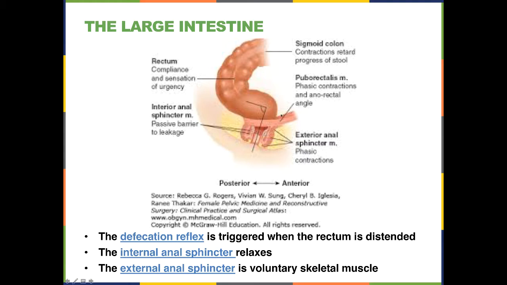This puborectalis muscle is also quite important because when it contracts, it kinks this off much like a hose, and it helps prevent undesirable events.